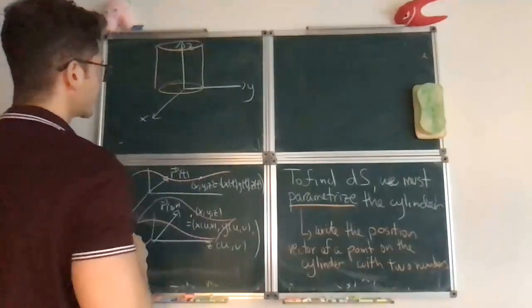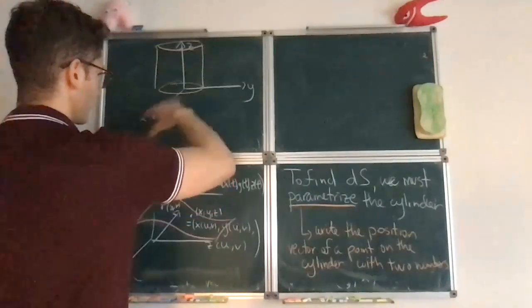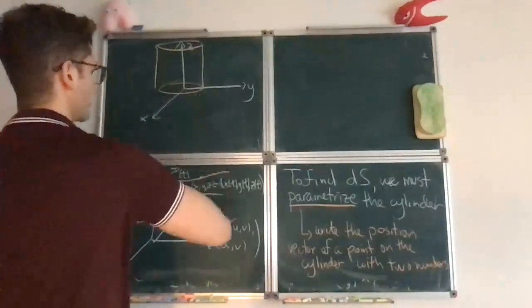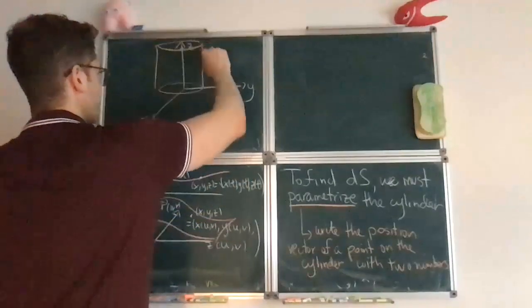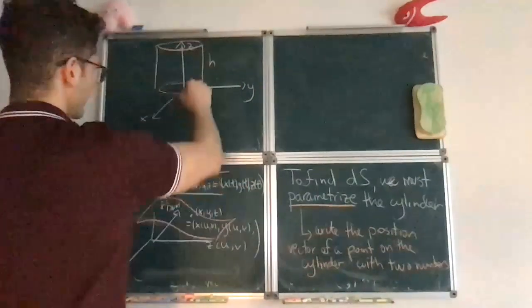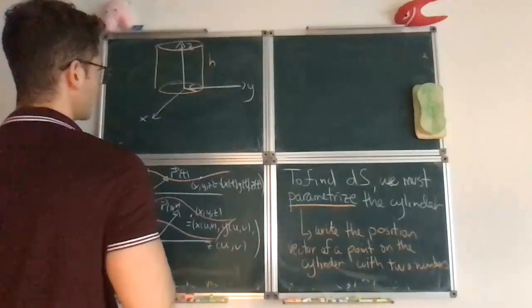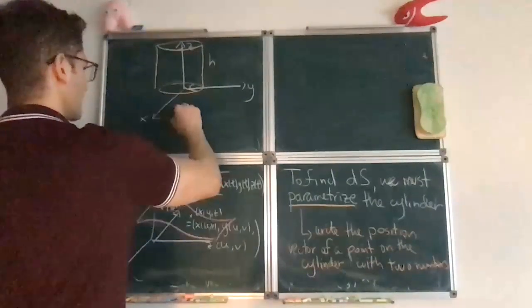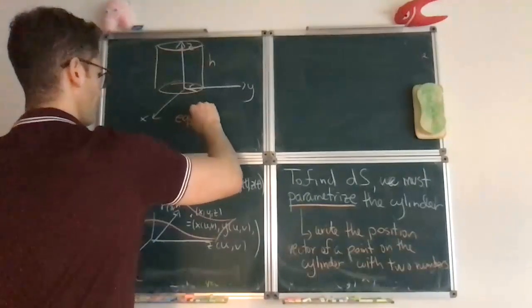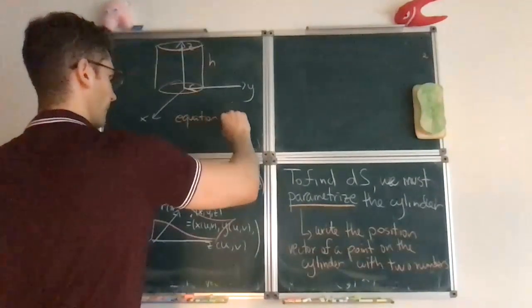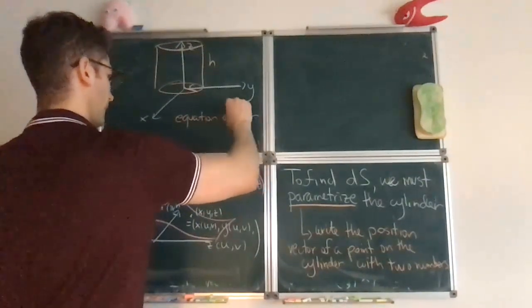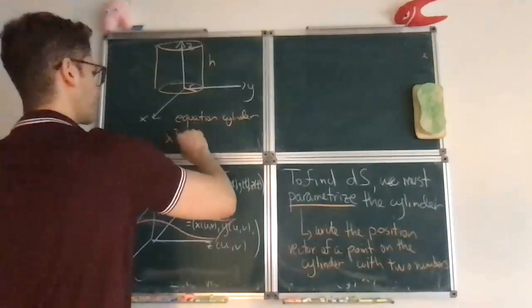Let's say our cylinder starts at the ground level, so it begins on the xy plane, and it has height h, and this is a circle of radius r. Right, so the points on the cylinder, the equation of a cylinder is x squared plus y squared equals r squared.